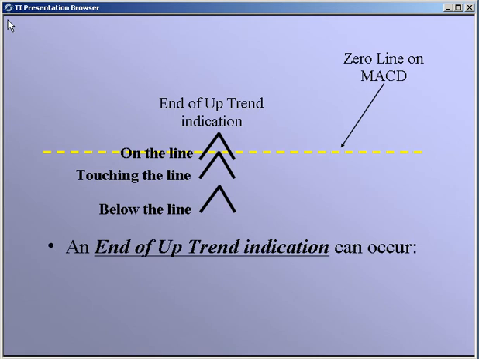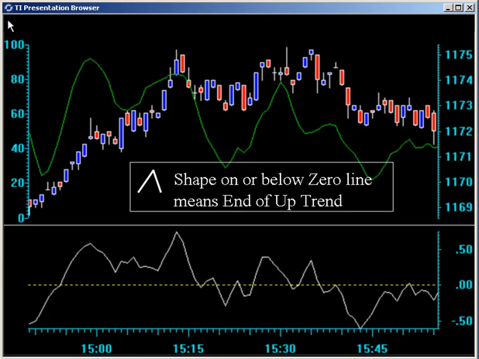Just so that's clear, let's go over it one more time. An end of the uptrend indication can occur on, touching, or anywhere below the zero line. Let's go to a chart and see how this actually looks. First, let's identify the sell signal that occurs at about 1532 on our timeline on this chart, with the yellow arrow pointing at our confirmation candle.